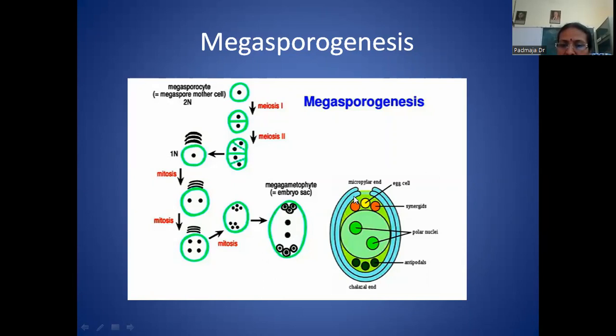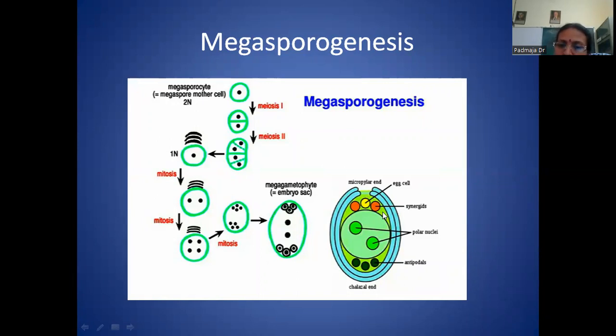So the final diagram is the matured embryo sac. This matured embryo sac is present in the megasporangium, that is, the ovule. If we see the structure, the opening end of the ovule is known as the micropylar end. At this end, the integuments leave a space, which is called the micropyle. Inside the integuments, the nucellus is present.